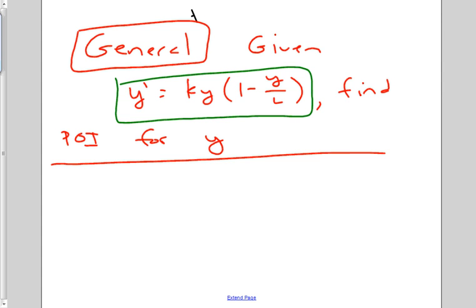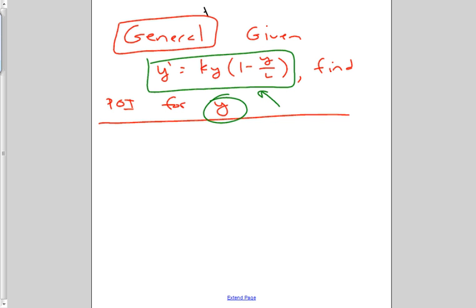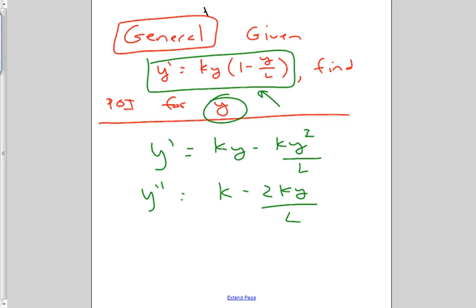We wanted to find the point of inflection. So without any numbers, let's find the point of inflection for y, given my first order differential equation. So we're going to use the same sort of derivatives that we just looked at, only now with no numbers. So we say y prime equals ky minus ky squared over L. I want to find the second derivative. The second derivative is k minus 2ky over L.